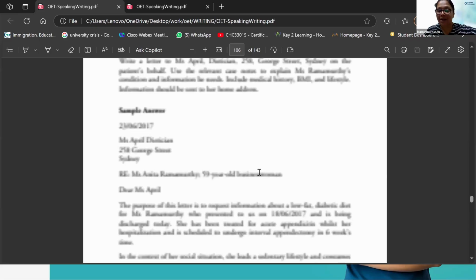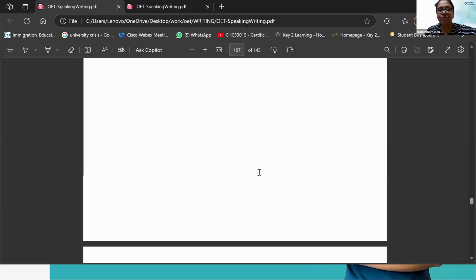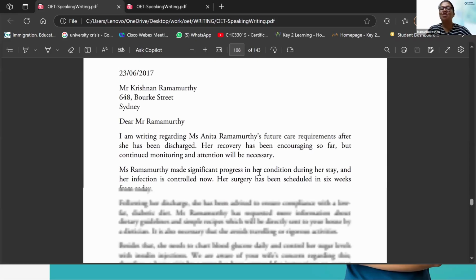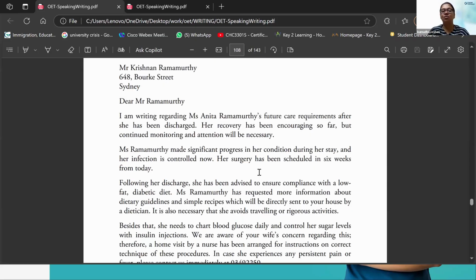Now, I'll not be doing the dietitian one. Let's look at the letter to the husband. Now, when you're writing to the husband, does the husband need to know why she was admitted, when she was admitted? Because he already knows it, right? So we can omit all that information. Let's see this letter. I'm writing regarding Miss Anita Ramamurthy's.